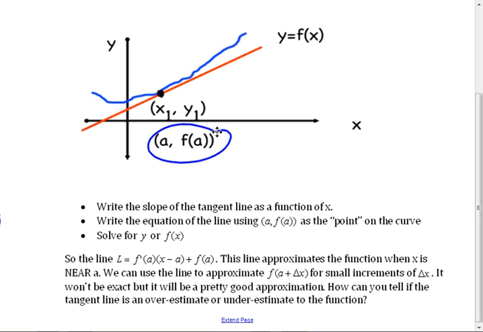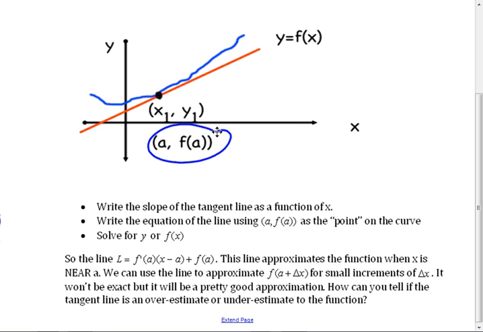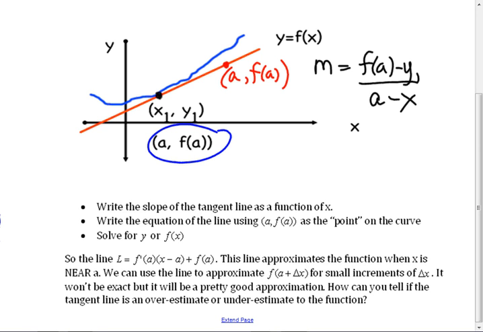So I'm going to put a point on my graph here. And it's a, comma, f of a. What's the slope between this point here and that point on my curve? So m equals what? F of a. I would prefer the y's first, but it doesn't matter. Over a minus x. Right?